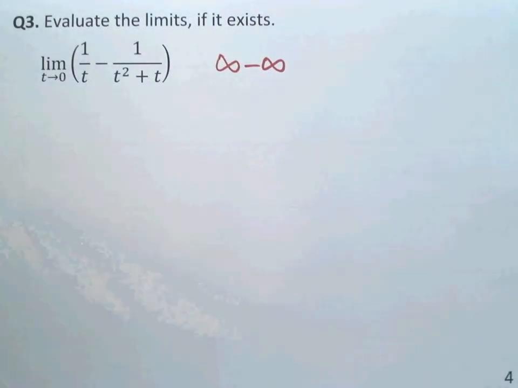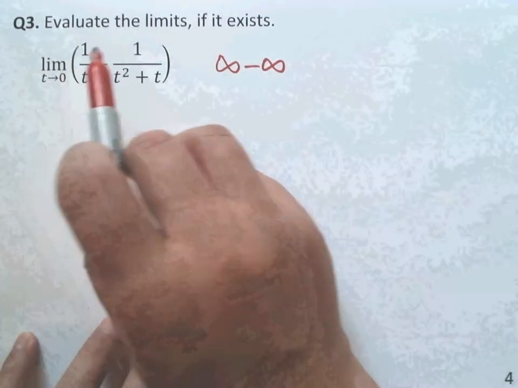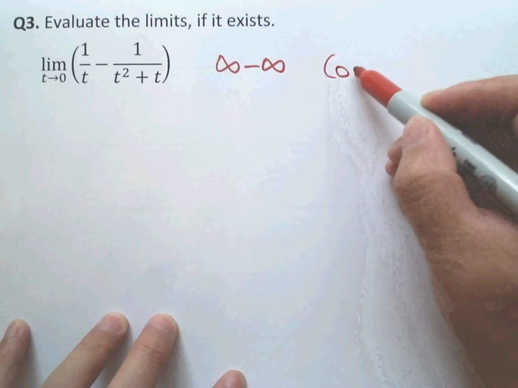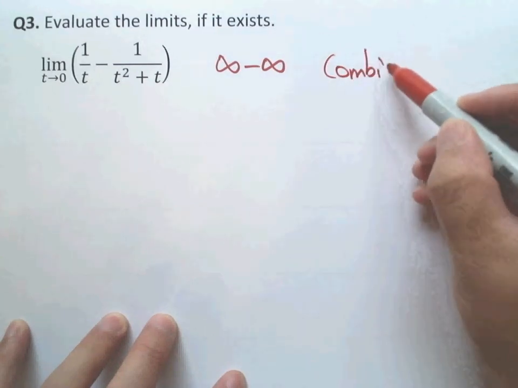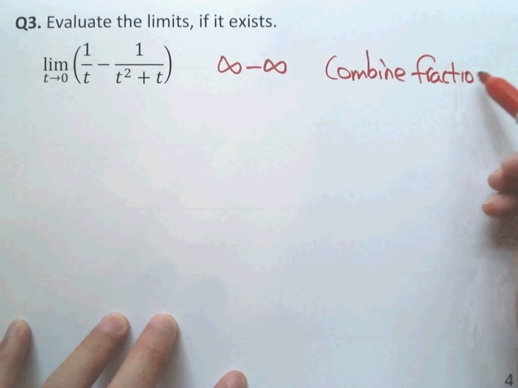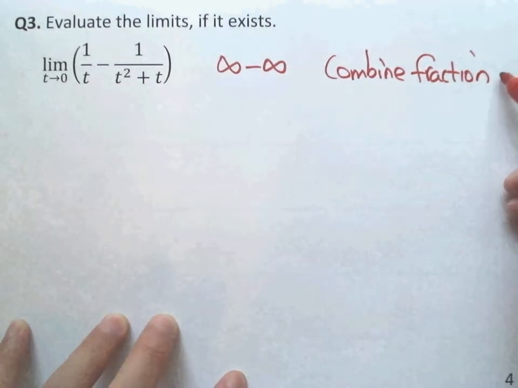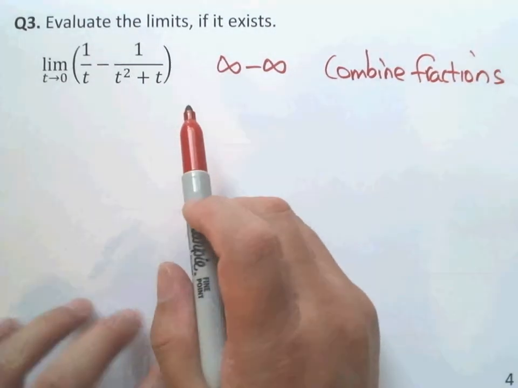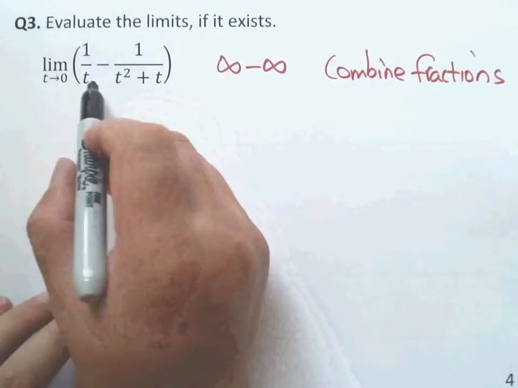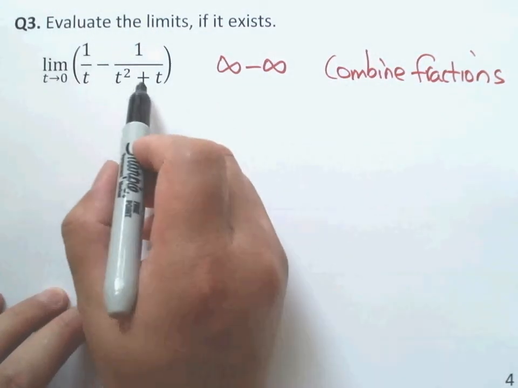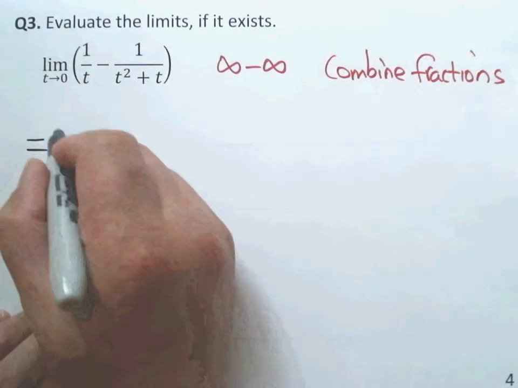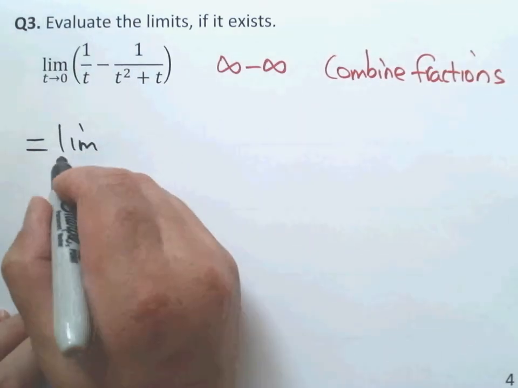So now we're going to deal with this. We have a basic rule: with these fractions, we combine the fractions. The basic method is to just combine fractions. You know how to put two fractions together, right? Find the common denominator and then put them together. So first, what is the common denominator? We need to factor this denominator.